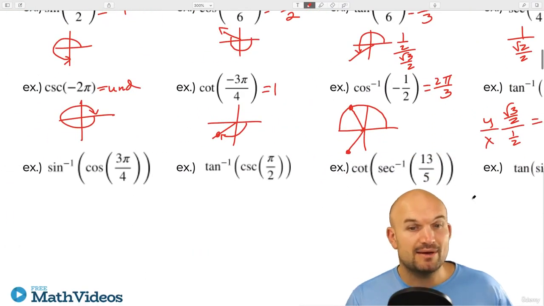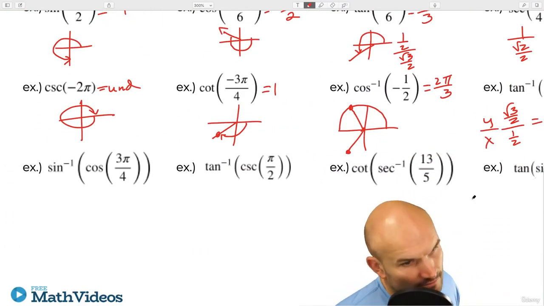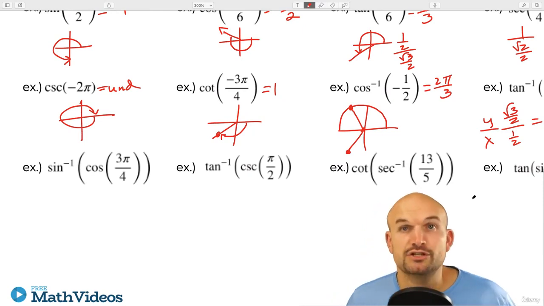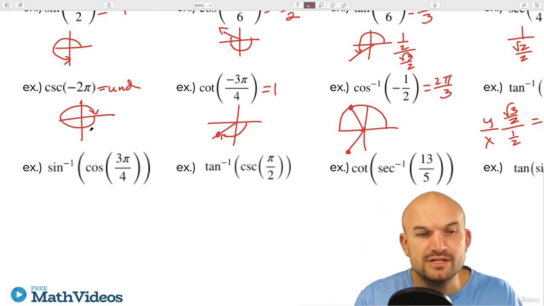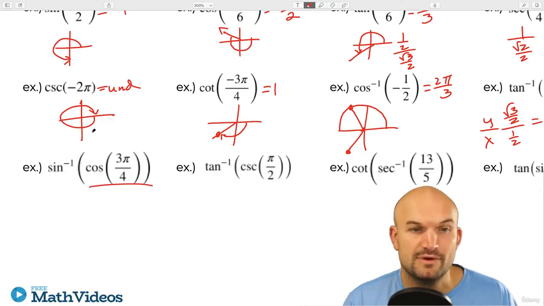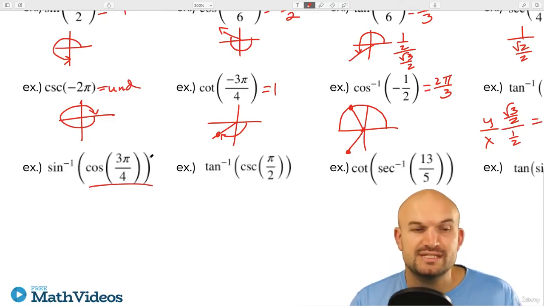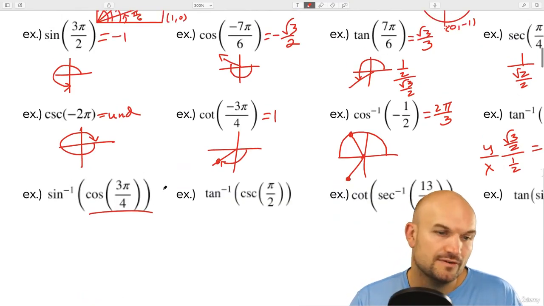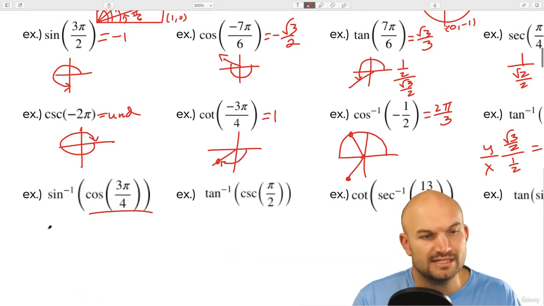All right, so now we're just going to do a composition. So remember, when we're doing composition, basically we're going to work from the inside out, okay? So we're going to evaluate the cosine of 3 pi over 4 first, and then we're going to do the sine inverse.